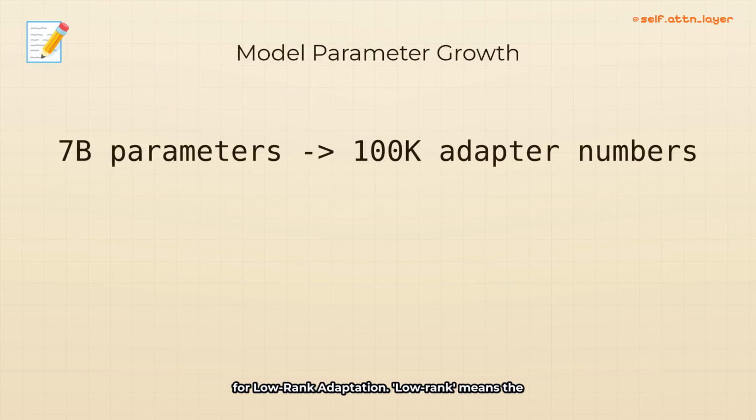LoRA stands for low-rank adaptation. Low rank means the sticker is super small, like a tiny recipe card instead of a whole cookbook. The sticker only carries the numbers it needs to change, not the whole model. For a 7 billion parameter model, the sticker might only have 100,000 numbers. That's like changing one page in a 7 billion page book.